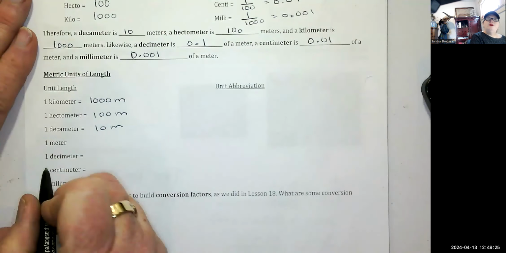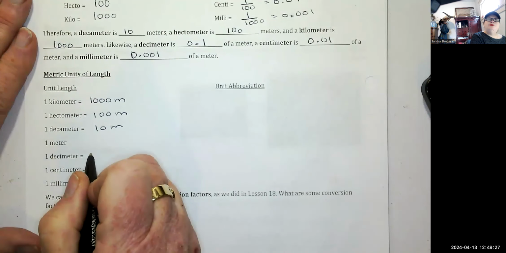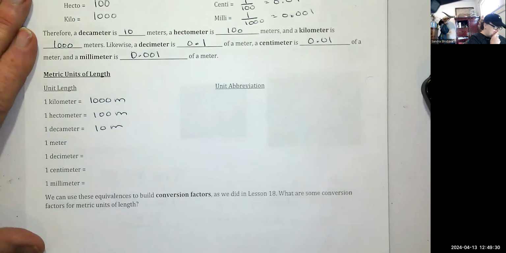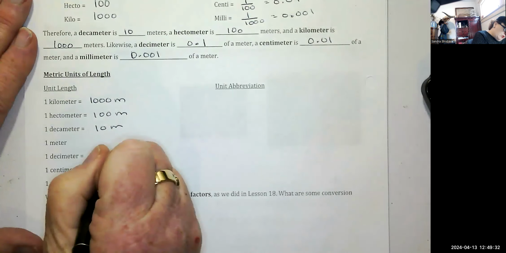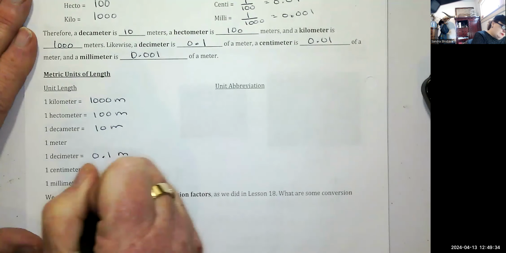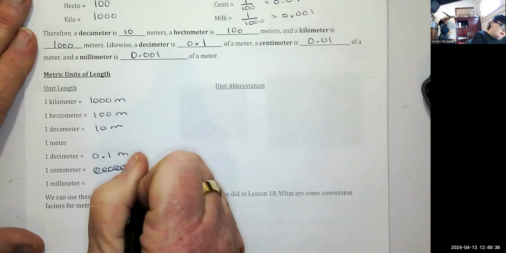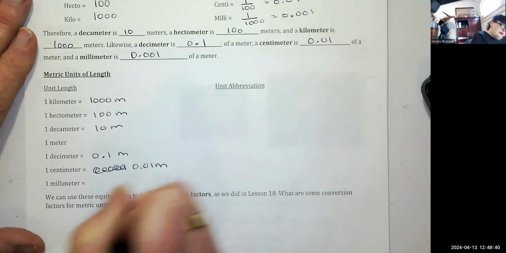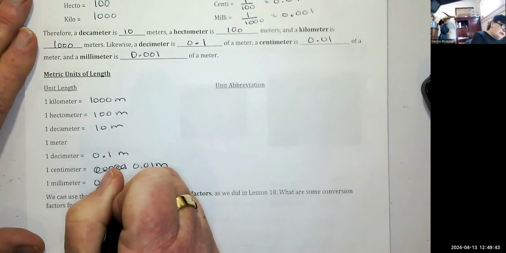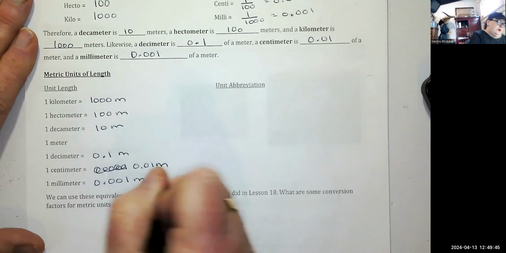There are more. 1 decimeter is equal to, actually, I don't even like to do it like that, 0.1 meters. 1 centimeter is 0.001. Nope, that's too many. 0.01 meters. And then 1 millimeter is 0.001 meter. There we go. All right.